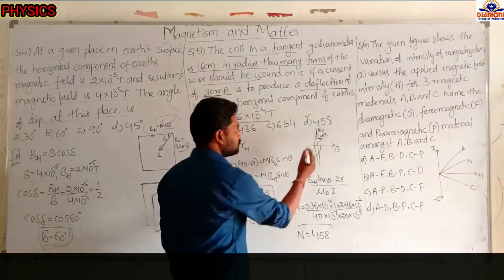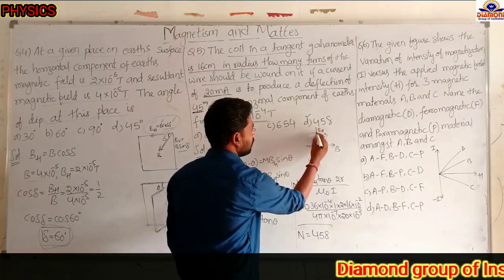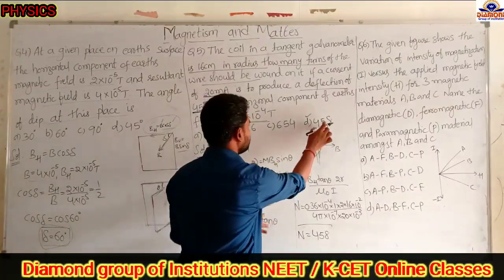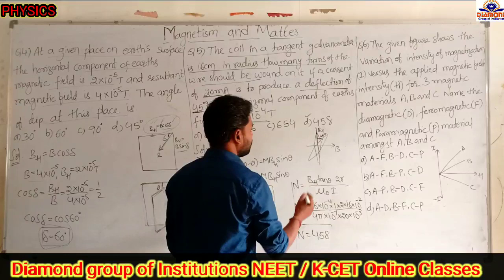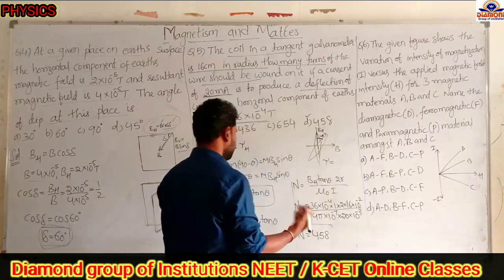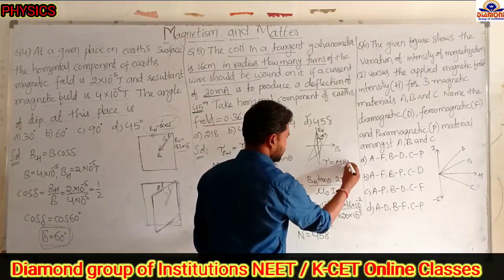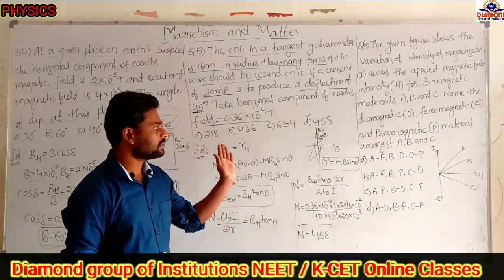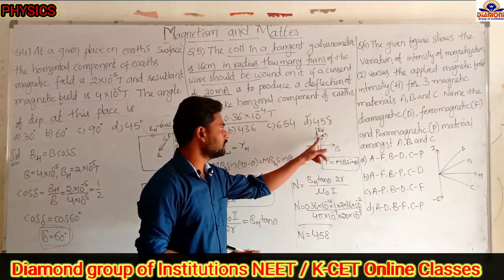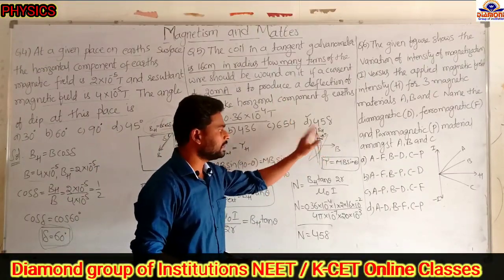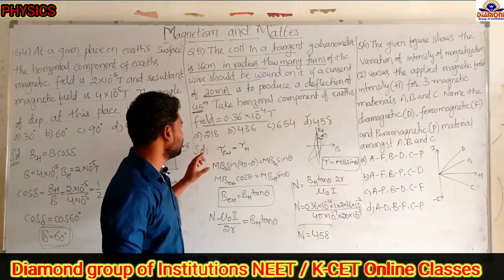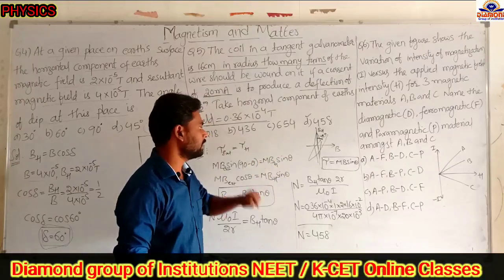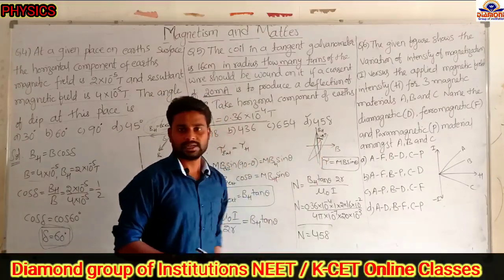Suppose it is making some angle theta with the horizontal component of the earth's magnetic field. Already we know the torque formula, tau equals m cross B, or mB sin theta. Suppose this magnetic compass is tilted by some angle theta with the horizontal component of the earth's magnetic field. Then the torque produced by the horizontal component equals mB sin theta, and the torque is also produced by this external magnetic field.